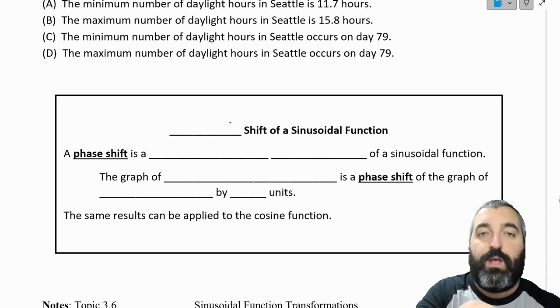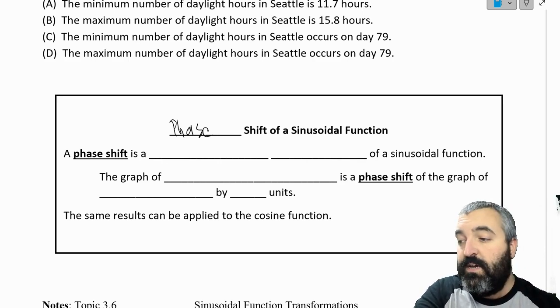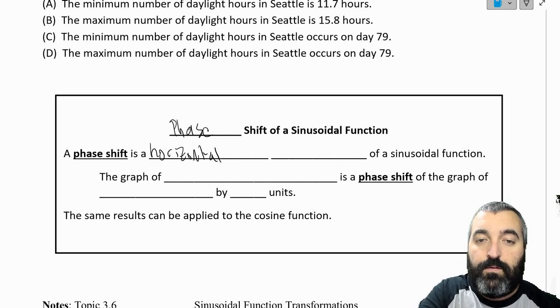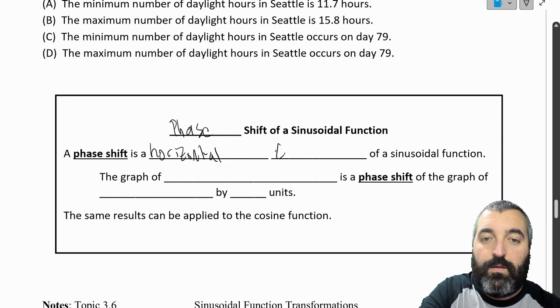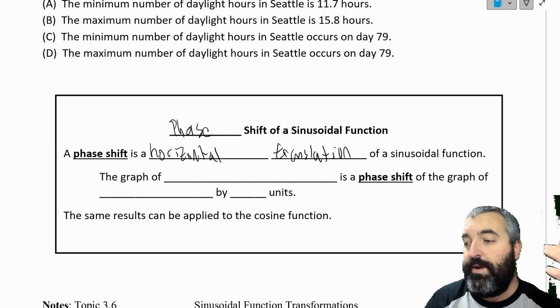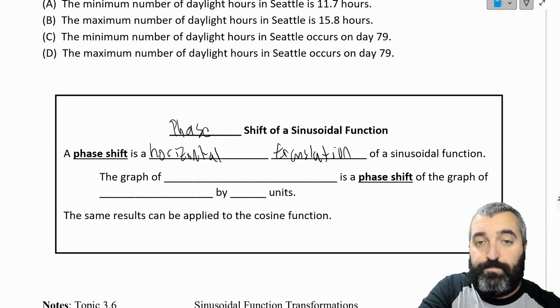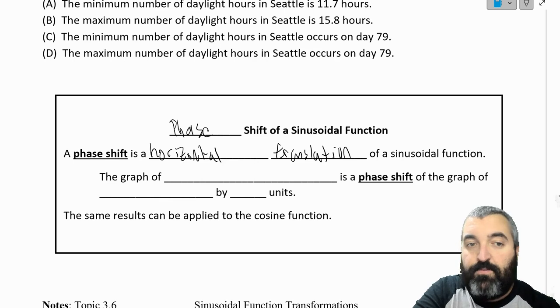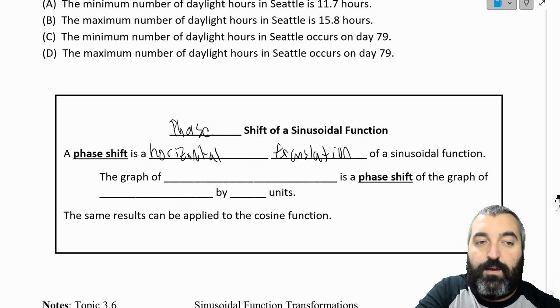There is one last one, which is called a phase shift. And so a phase shift is just another way of saying a horizontal translation, so the moving left or right of a sinusoidal function. Now it does have a special name because when you shift it, it could end up being the exact same graph because it keeps repeating itself. If you shift it over the right amount, it'll look exactly as you started because of the periodic nature of it.